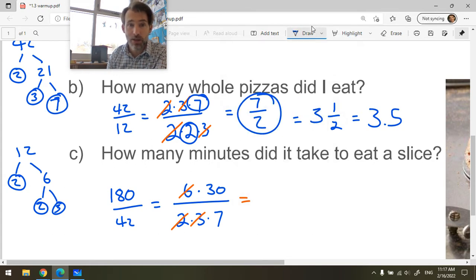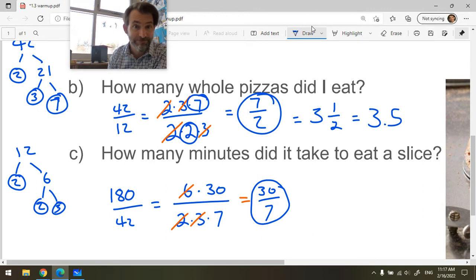We got that answer and we said, that's pretty ugly. We don't really know what that means. How do I interpret that answer? This is how many minutes it takes me to eat a slice of pizza. But what does that mean? Well, if you had to guess, you might say that looks like about 4 or 5 minutes, and you'd be right. Okay, and this is why.